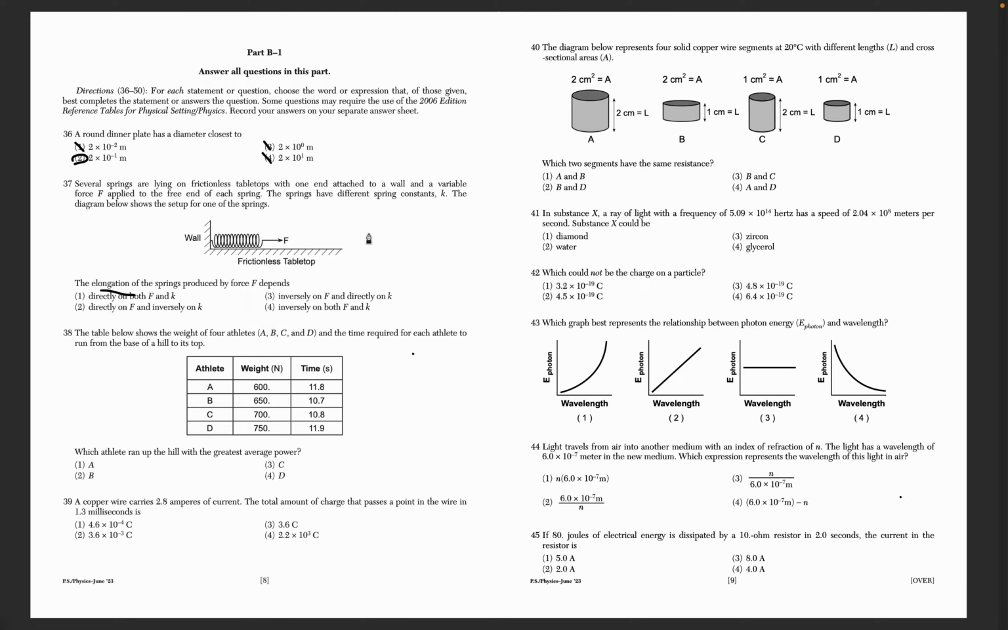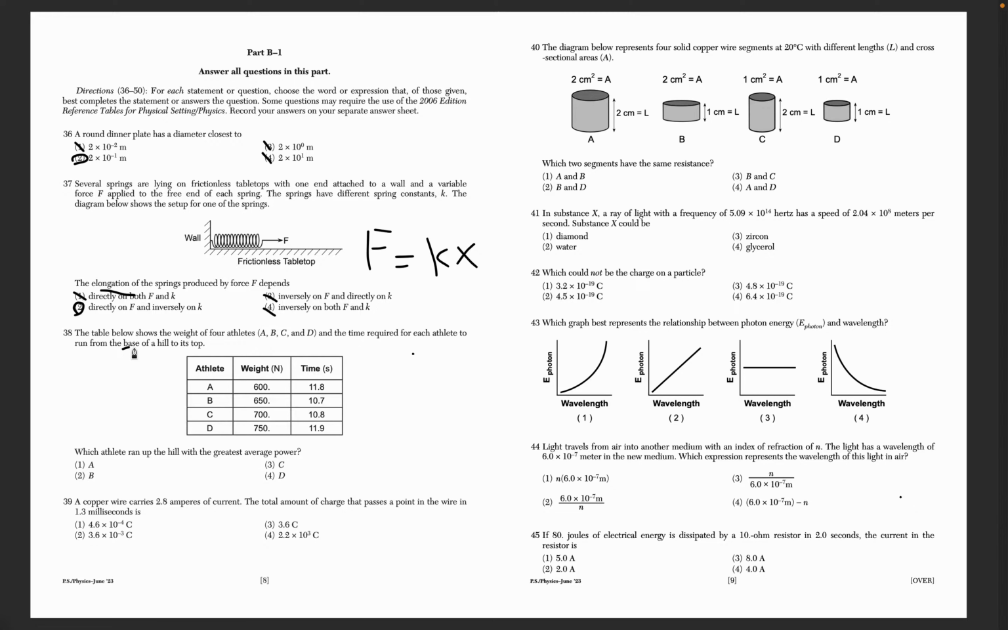So, okay, we have the formula F equals K X. So divide both sides by K, you get X equals F over K, which means that X will be directly related to F, but inversely related to K because it's in the bottom. So directly on both, no. It's directly on F and inversely on K, yes, it's that one. Not inversely on F, no.